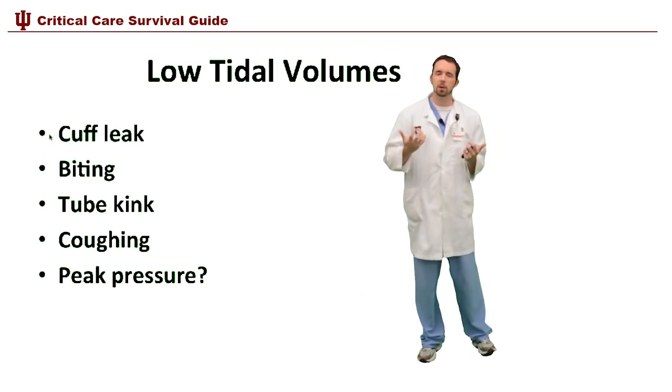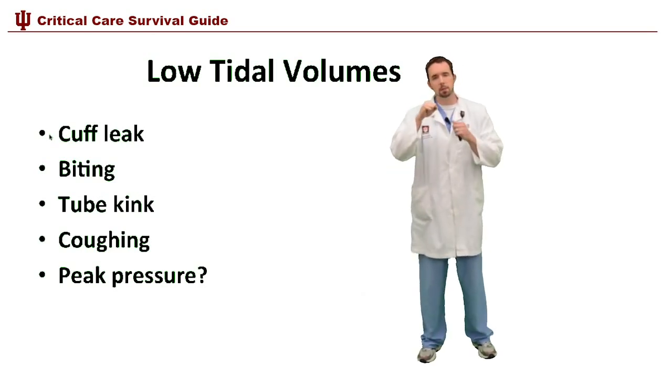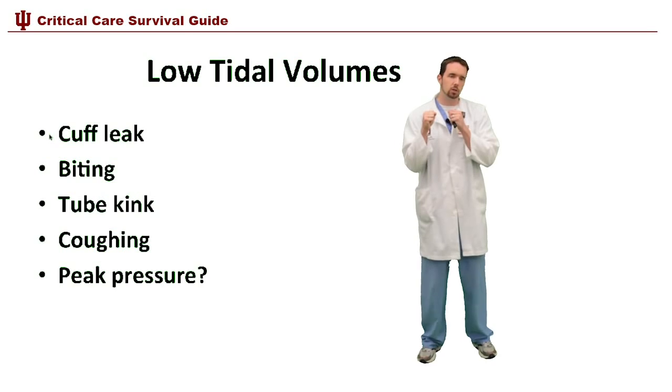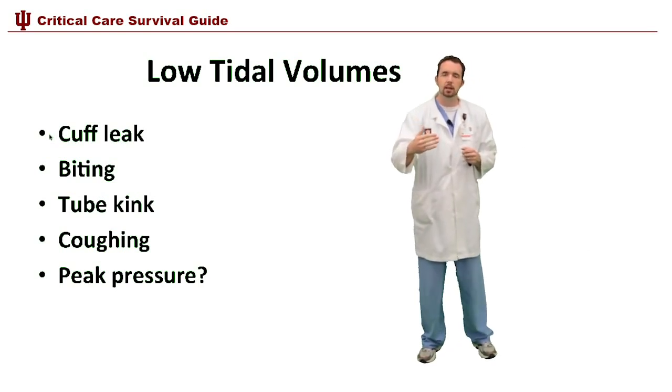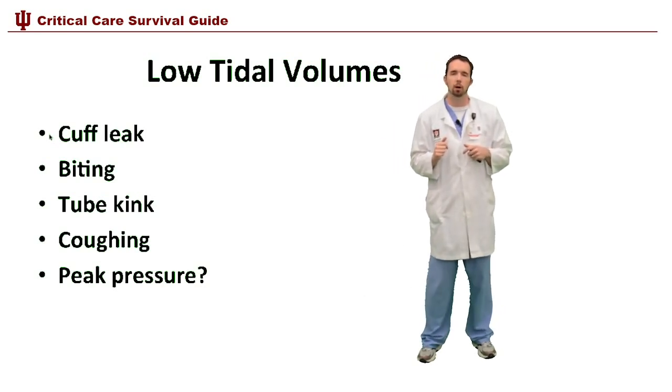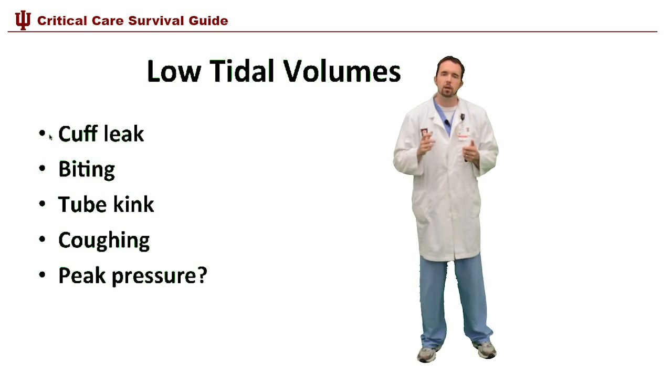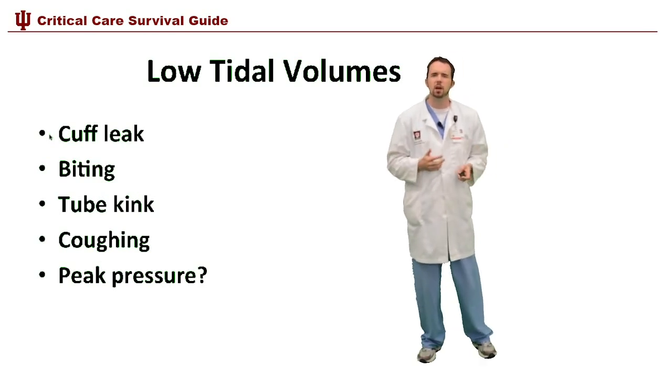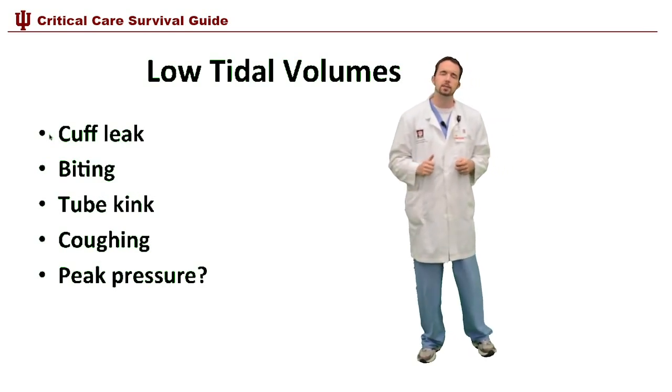Next would be biting. If the patient's biting on the tube, or perhaps it's kinked and the patient's turning a certain way, the volume's not going to be able to get in, the low tidal volume alarm will probably go off, and as you'll come to find out, the high peak pressure alarm will probably go off as well. Same applies to coughing. What are peak pressures? That's the next type of ventilator alarm that you might see.